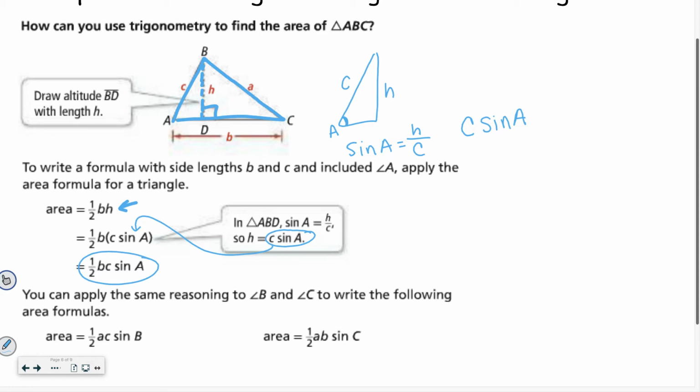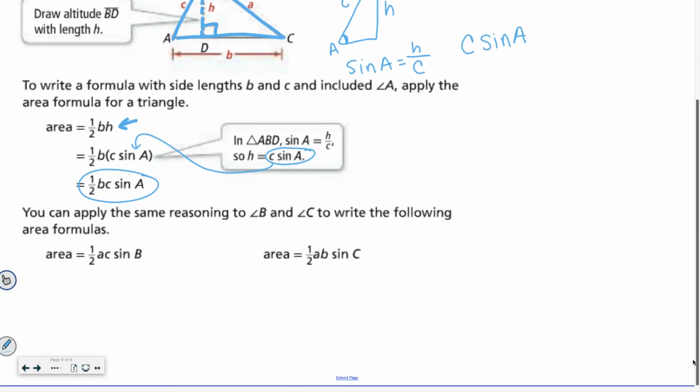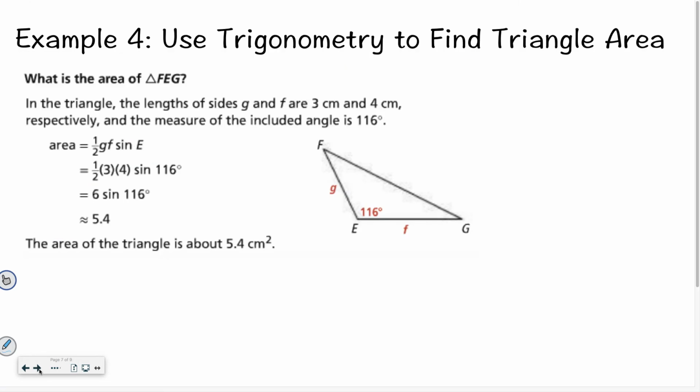So you can use this with any of the angles. That's it written out with angle A. Here it's written out with angle B, and here it's written out with angle C. So basically the formula is 1/2 times the two sides times sine of the included angle. So you need to learn that. And let's look at what that would look like with numbers.